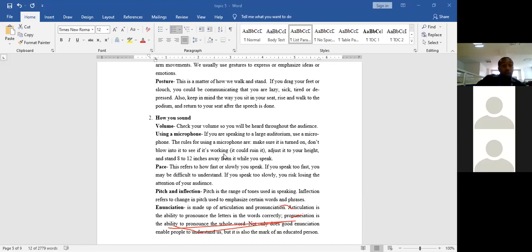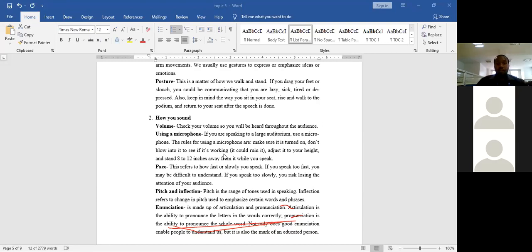Using a microphone, some of us don't know how to use a microphone. You have never used one before. Ukishapewa microphone, the first thing to test whether it is working, unaitap, pap, pap, pap. That one is very wrong. For your information, tapping a microphone when you're given a microphone is a very unprofessional and uncouth way of doing it. Instead, you can talk and say, hello, can you hear me? Something like that.